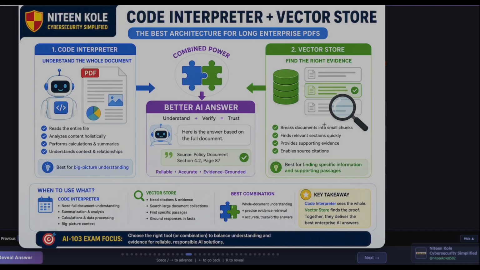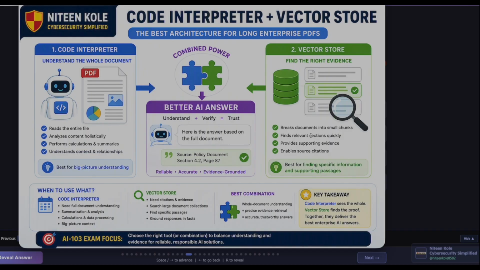Now, what is a vector store? Think of a vector store as a small librarian. Instead of reading everything, it quickly finds relevant sections, important paragraphs, supporting evidence, specific answers, citations. Simple analogy: imagine asking which page discusses water damage coverage. The librarian immediately shows you the exact page. That's what a vector store does. Memory trick: vector store is nothing but find the evidence.